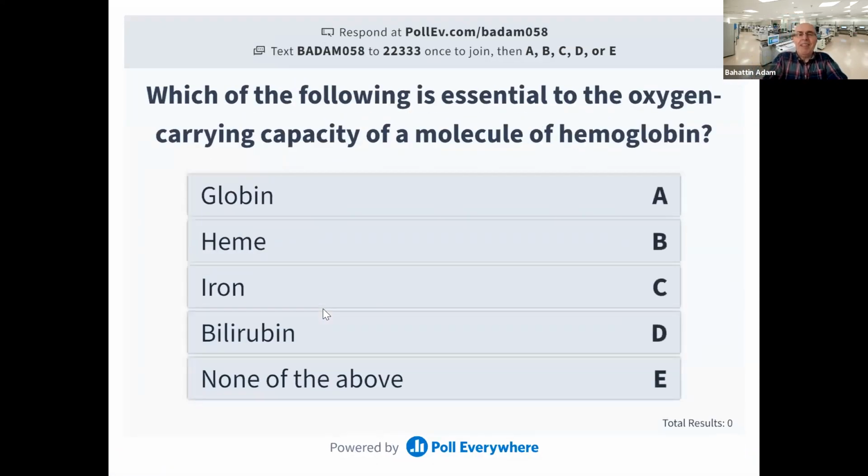Now it's your turn to send an answer to these questions. Which of the following is essential to the oxygen carrying capacity of a molecule of hemoglobin? Globin, heme, iron, bilirubin. Keep in mind, all of them are associated with hemoglobin or erythrocytes, but one of them is essential to bind, to make a combination with oxygen. Without it, you cannot carry oxygen.